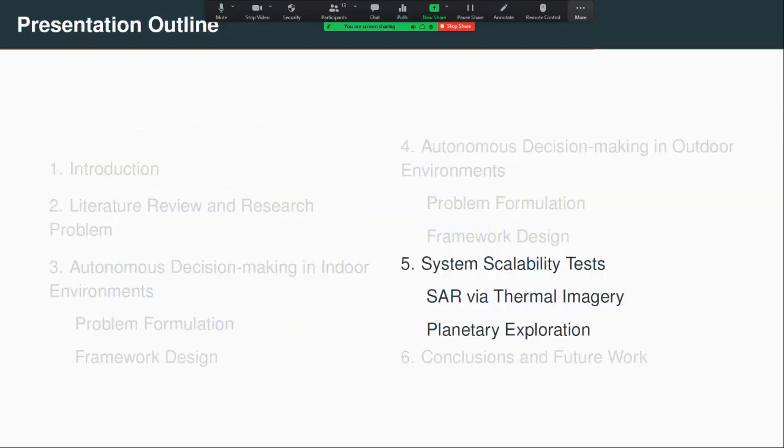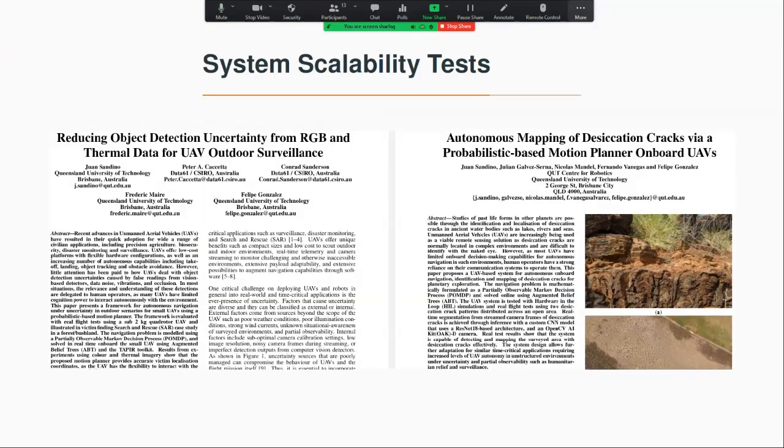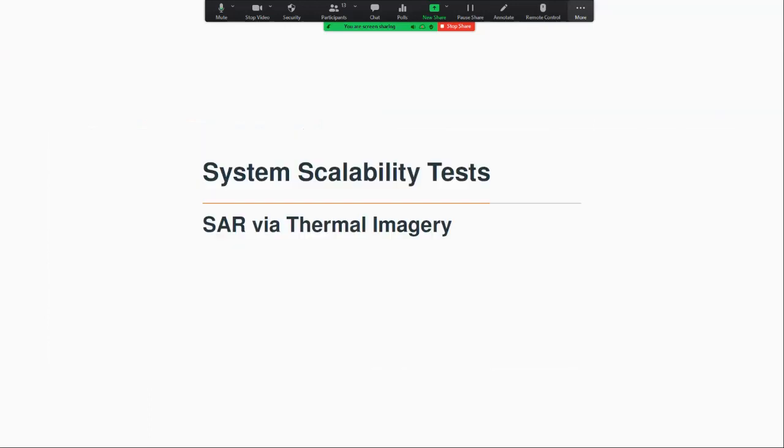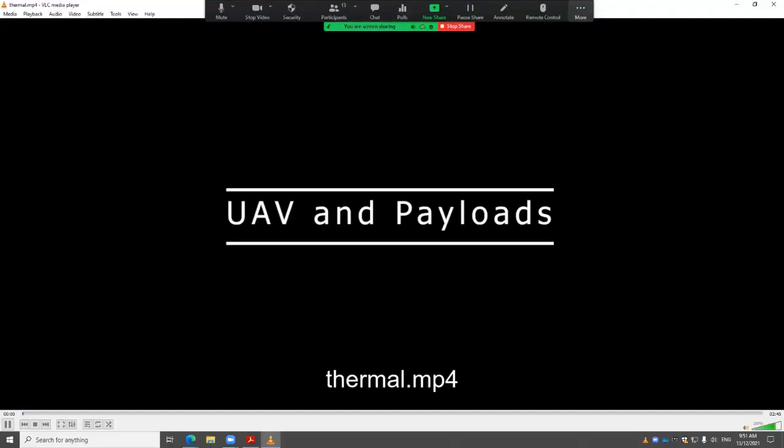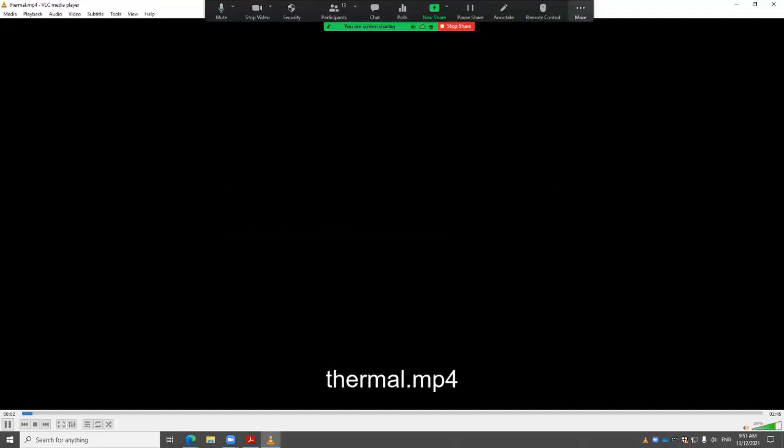Lastly, my third component is to illustrate some scalability tests. And these results are just part of the published papers, number 4 and number 5. So the first test is the illustration of the system.